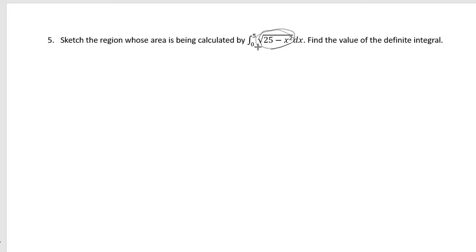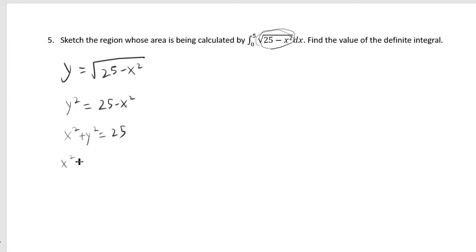You should draw the graph. So how do you draw the graph of y equals the square root of 25 minus x squared? Well, first you square both sides and add x squared, then it becomes something very familiar, which is x squared plus y squared equal to 5 squared. And we've learned that x squared plus y squared equal to r squared gives you the circle of radius 5.